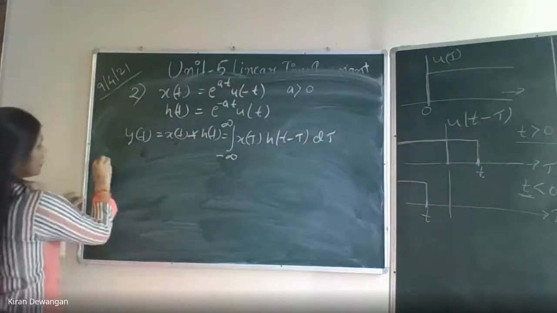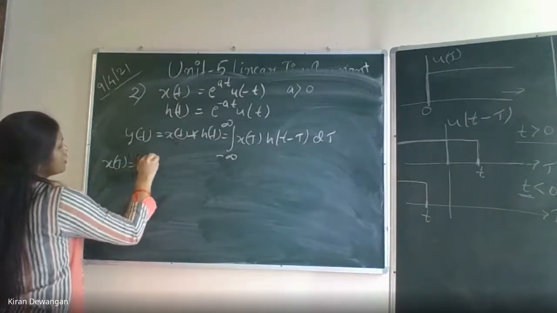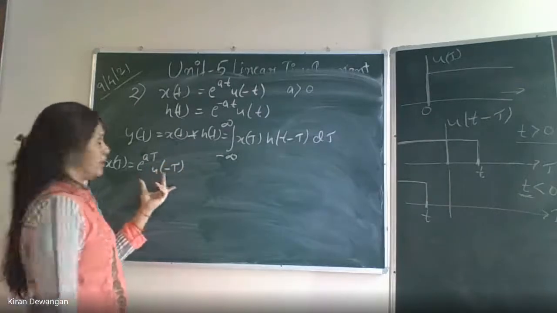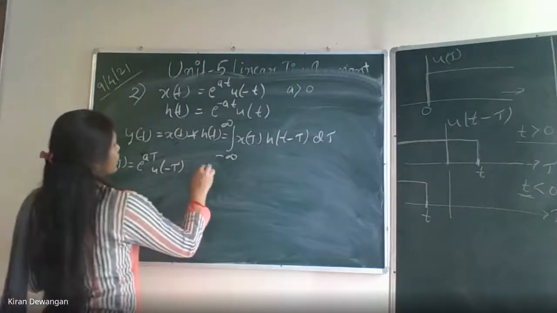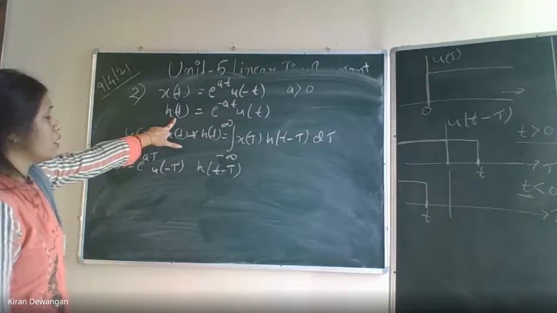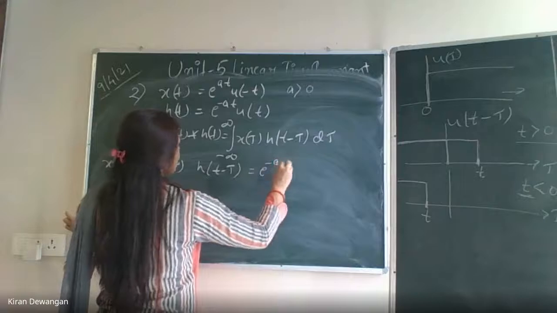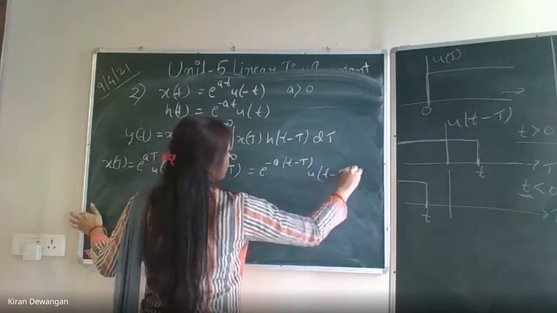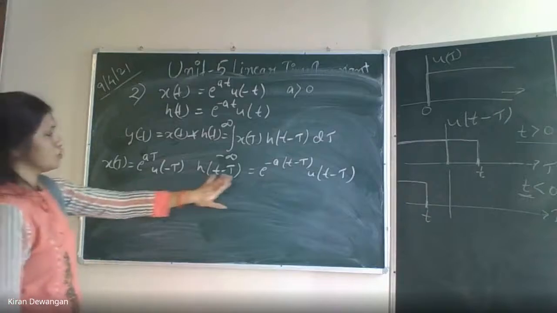ठीक है, now what is my x of tau? x of tau क्या हो जाएगा? e to the power a tau u of minus tau. Now what is going to be my h of t minus tau? ठीक है, t के जगह पे t minus tau आ जाएगा, तो this becomes e to the power minus a (t minus tau) u of t minus tau. So this will be the term x of tau and h of t minus tau.